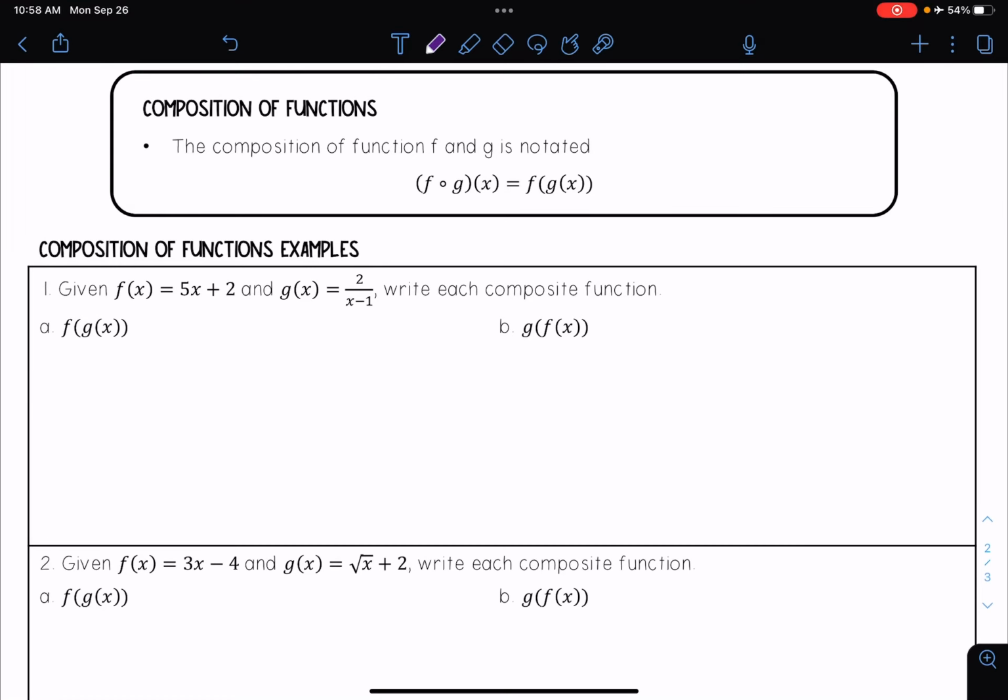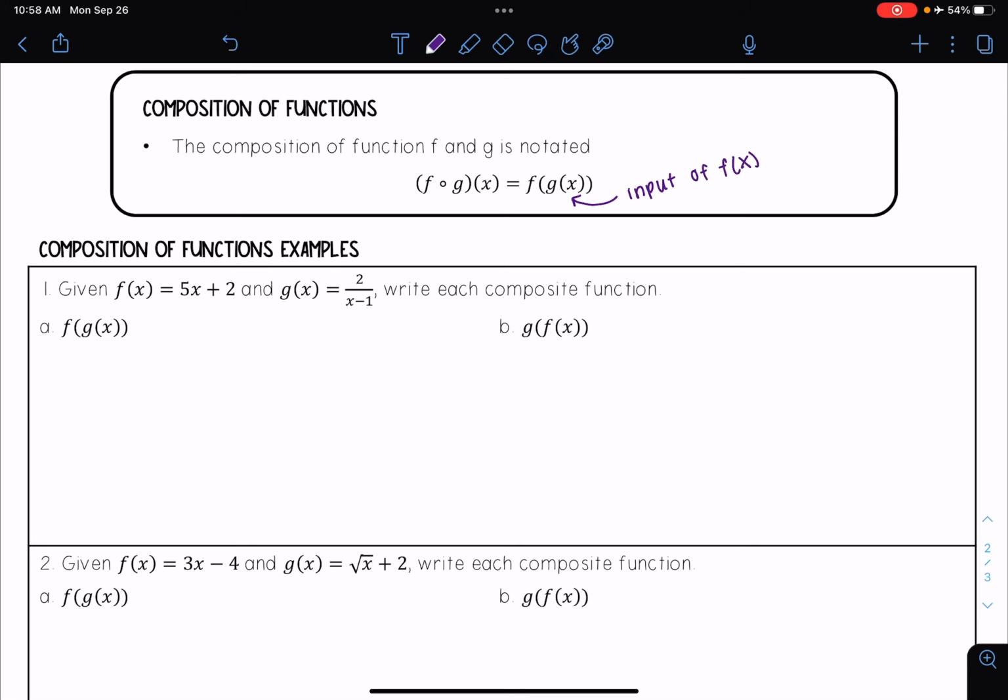In this video, we're going to be looking at finding the composition of functions. So the composition of function f and g is notated as f of g of x. There's a little circle, which is the same thing as f parentheses g of x. So this is saying that g of x is now the input of f of x. So we're going to take the function g of x and insert it into our function f of x for x.